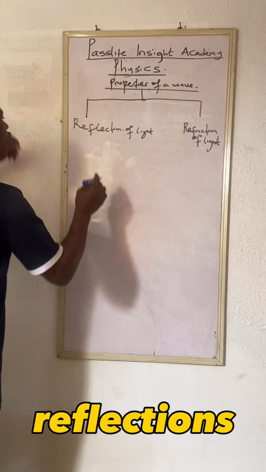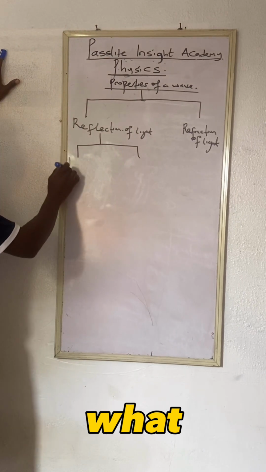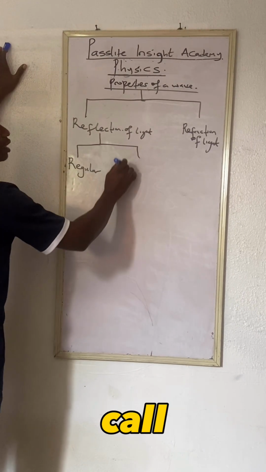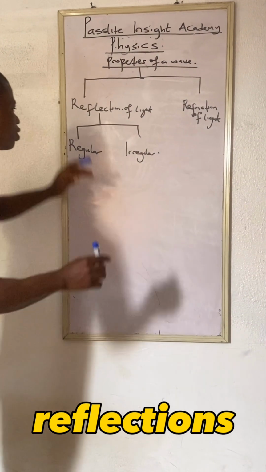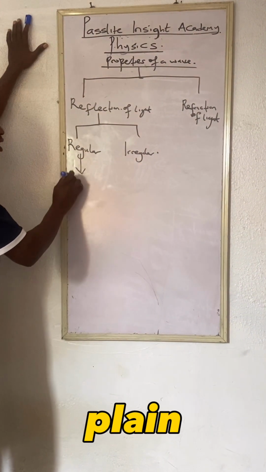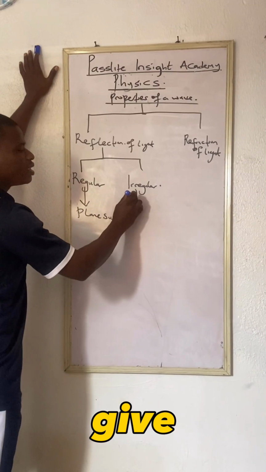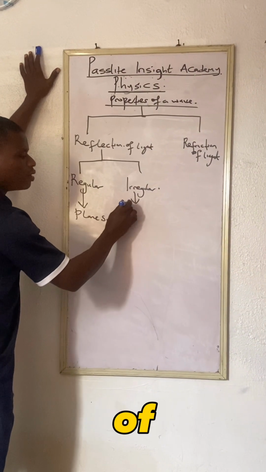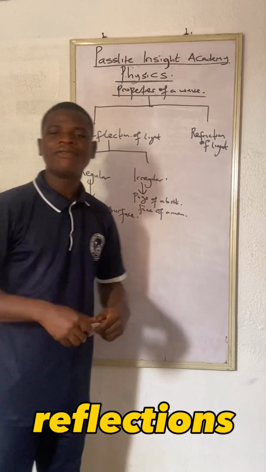Under reflection of light, we have what we call regular and irregular reflection. What can give us regular reflection? A plane surface, which is your plane mirror. That's our main focus here. But what can give irregular reflection? We have the page of a book, the face of a man.